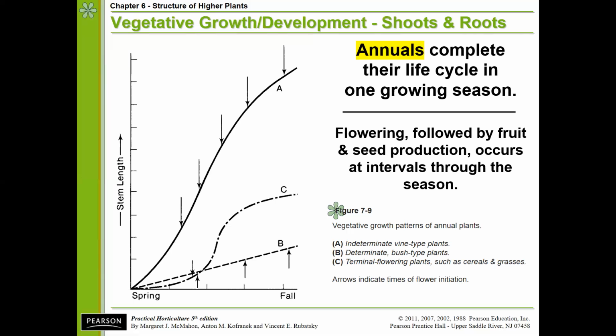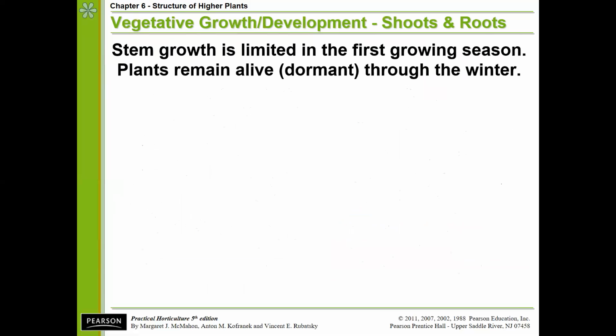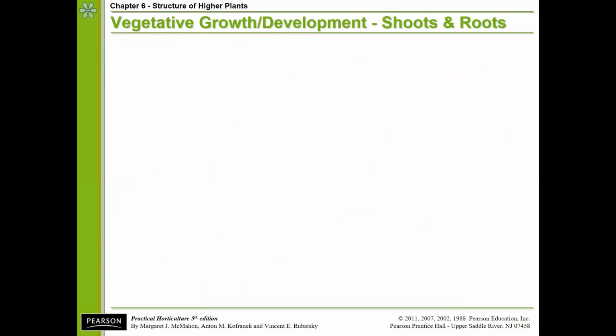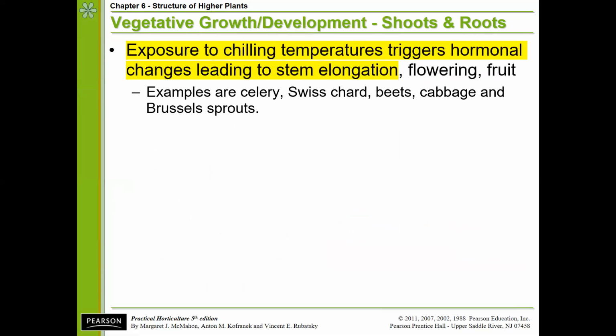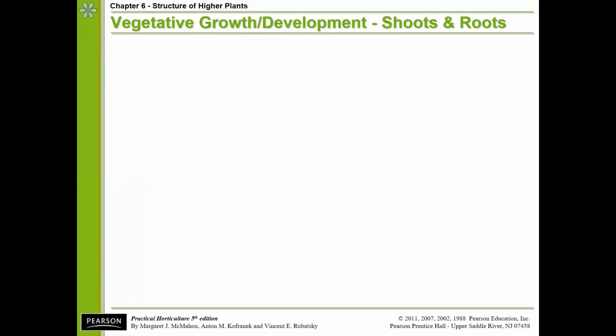Three life cycles of plants. We've got annuals, one growing season. Biennials, two growing seasons. Not necessarily two years, but two growing seasons. One where they're producing vegetatively, and another one where they're producing florally, reproductively. And it's exposure to the chilling temperatures that trigger the hormonal changes for all plants, but especially for biennials.